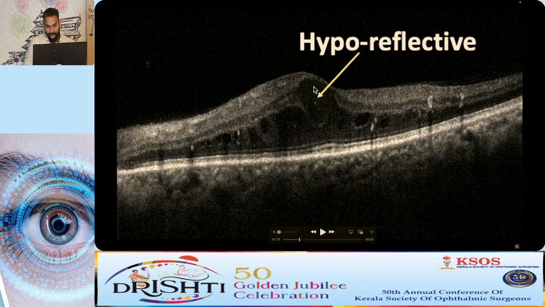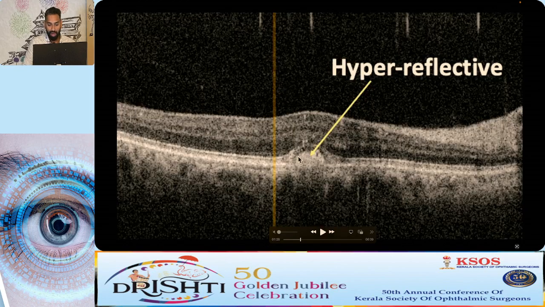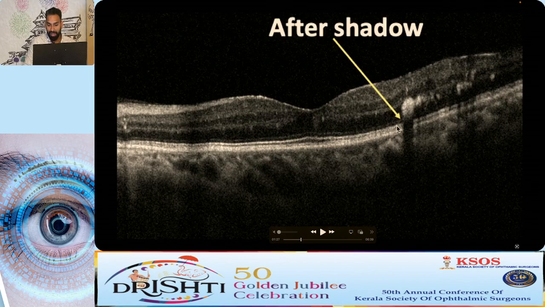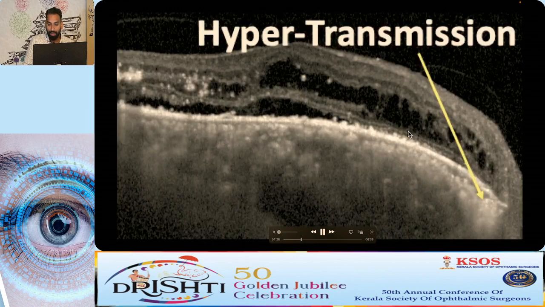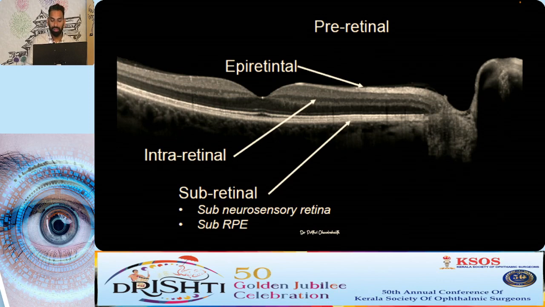These areas are hyporeflective areas. These are moderately hyperreflective. These are highly hyperreflective. And then we have areas of after shadowing, because a few of the lesions take up the hyperreflective and cause an after shadow. And then hypertransmission: wherever the retina is thin, there is more light going to the choroid, so we get a hypertransmission. So these things you need to know when you interpret an OCT.